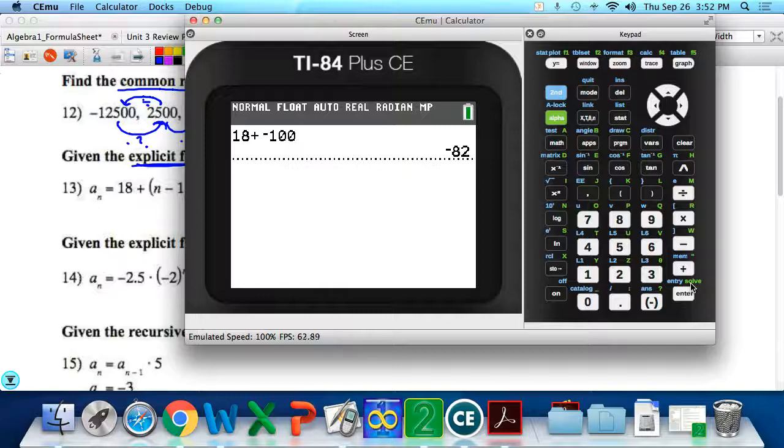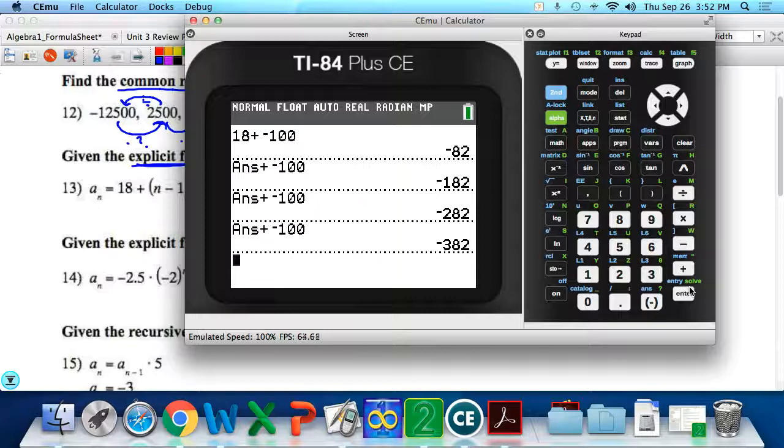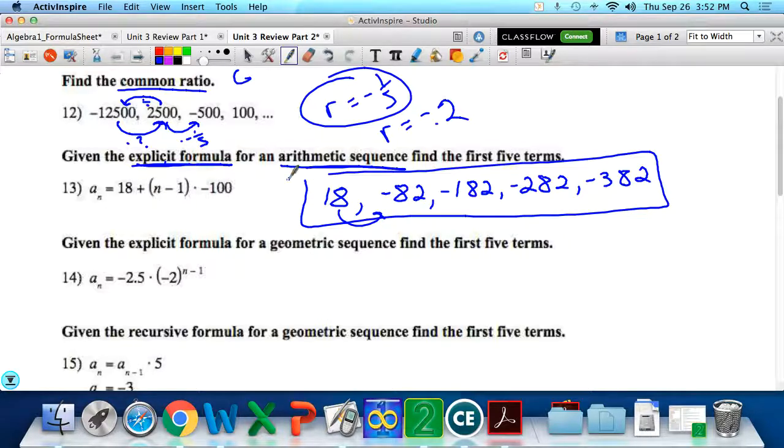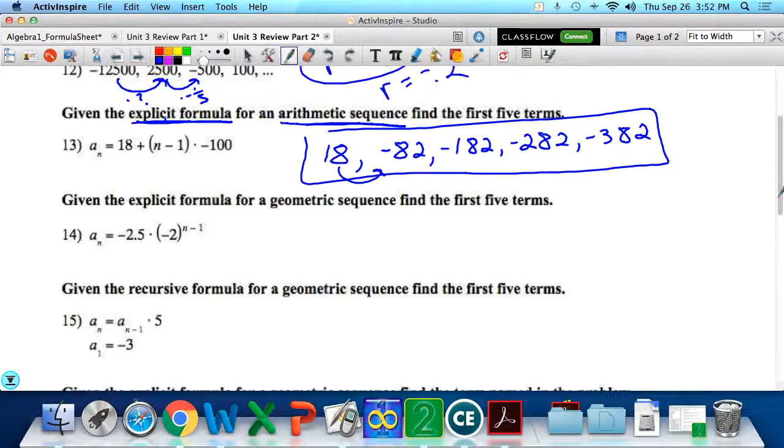I'm going to go ahead and just find the next several by adding negative 100 to my answer. So that's my second term, third term, fourth term, fifth term. Negative 82, negative 182, negative 282, negative 382. Box it up. You're done. Again, multiple choice tomorrow. Please be careful tomorrow, making sure that you're choosing the right one. There will be multiple answers that have 18 and then negative 82 on them, but you might have to go even 3 or 4 terms deep to differentiate between the right and wrong answers.